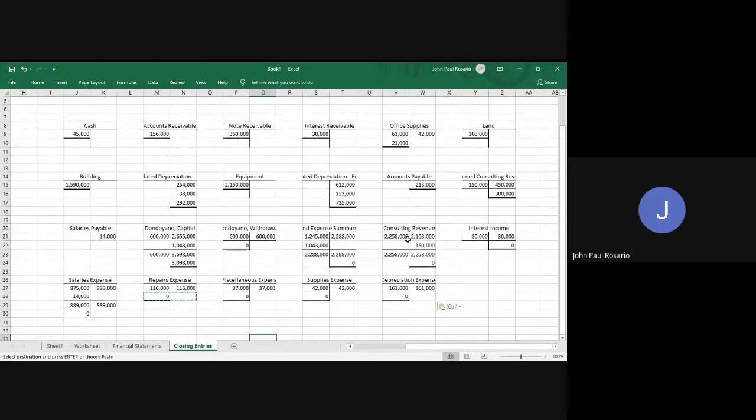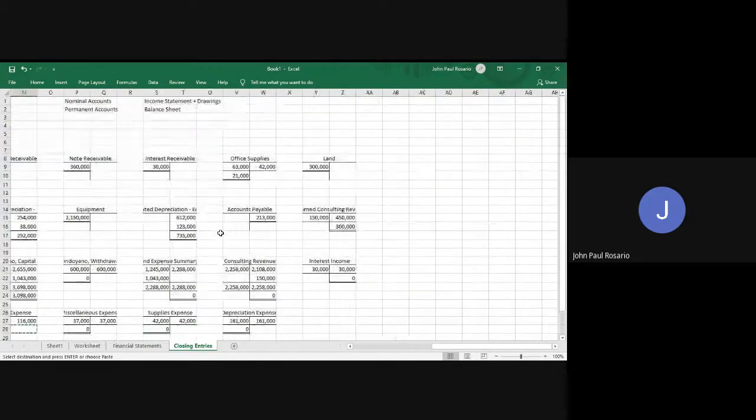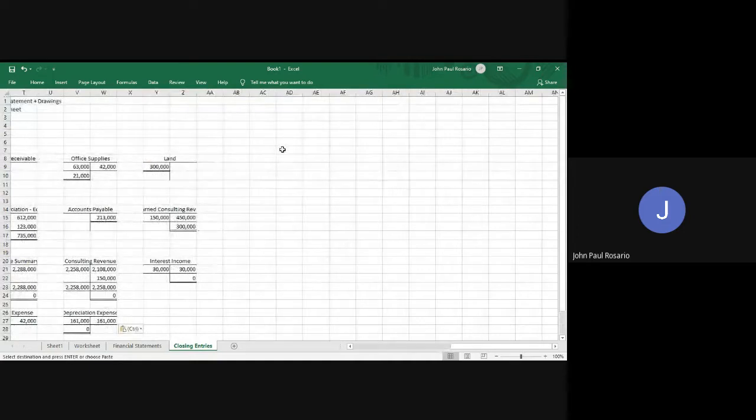So meaning, in your trial balance, what will remain are your balance sheet accounts. Okay, so in preparing your trial balance, that's the only part left. So in preparing your trial balance, account titles, and then debit, credit.